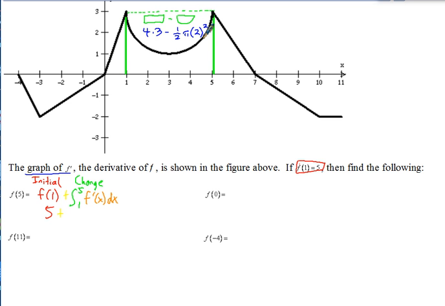And then if we simplify that, 4 times 3 is 12, minus 2 squared is 4, times a half is 2, times the pi that's still there. So 12 minus 2 pi is the area between the curve and the x-axis from 1 to 5, and that's what this definition will represent. So we just figured out it's 12 minus 2 pi. Add that to the initial, gives you 17 minus 2 pi. That's what f of 5 is.